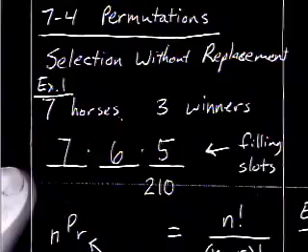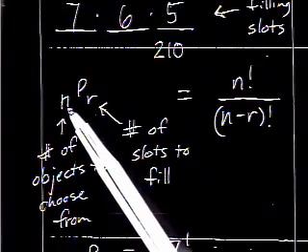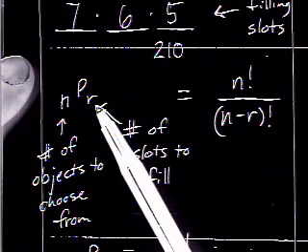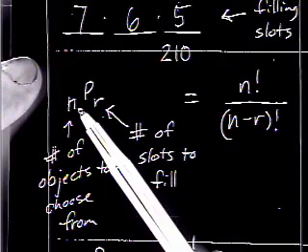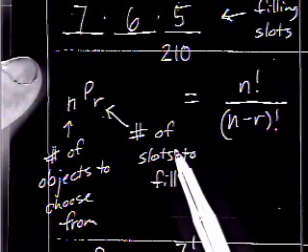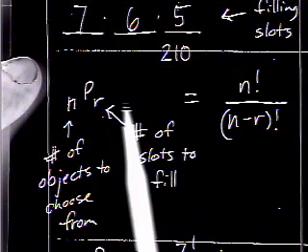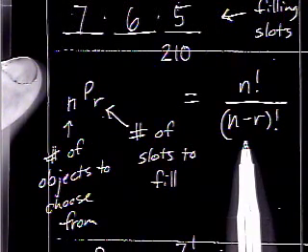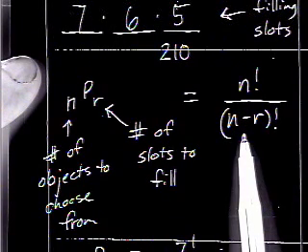Now, the definition for permutation. First of all, you're going to see this notation, which has a small subscript on the left side, a capital P, and a small subscript on the right side. N stands for the number of objects to choose from. So in the example of the horses, we would have had 7 here. R, the little subscript on the other side, represents the number of slots to fill. That would have been 3 in our last example. And the mathematical definition of nPr is n factorial over n minus r factorial.